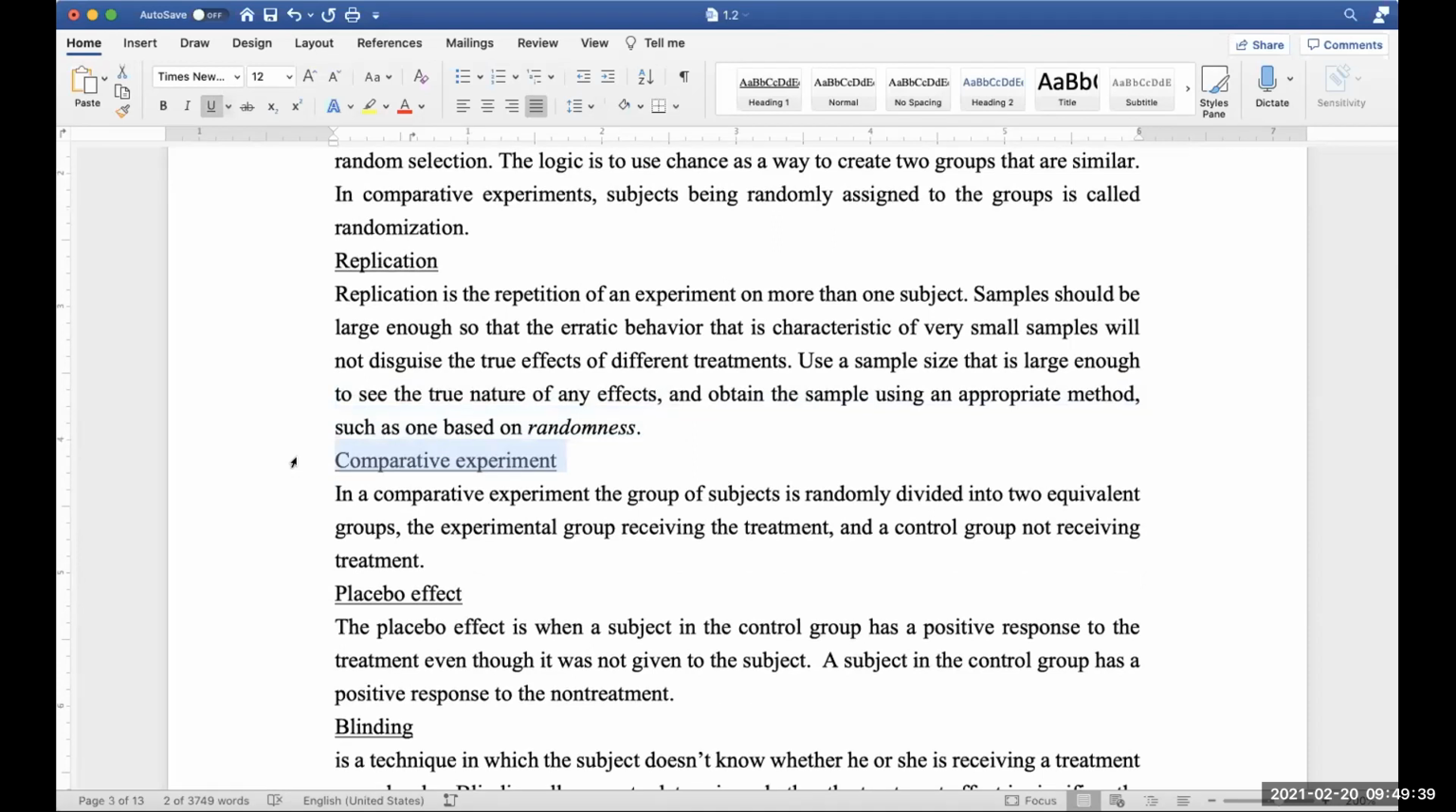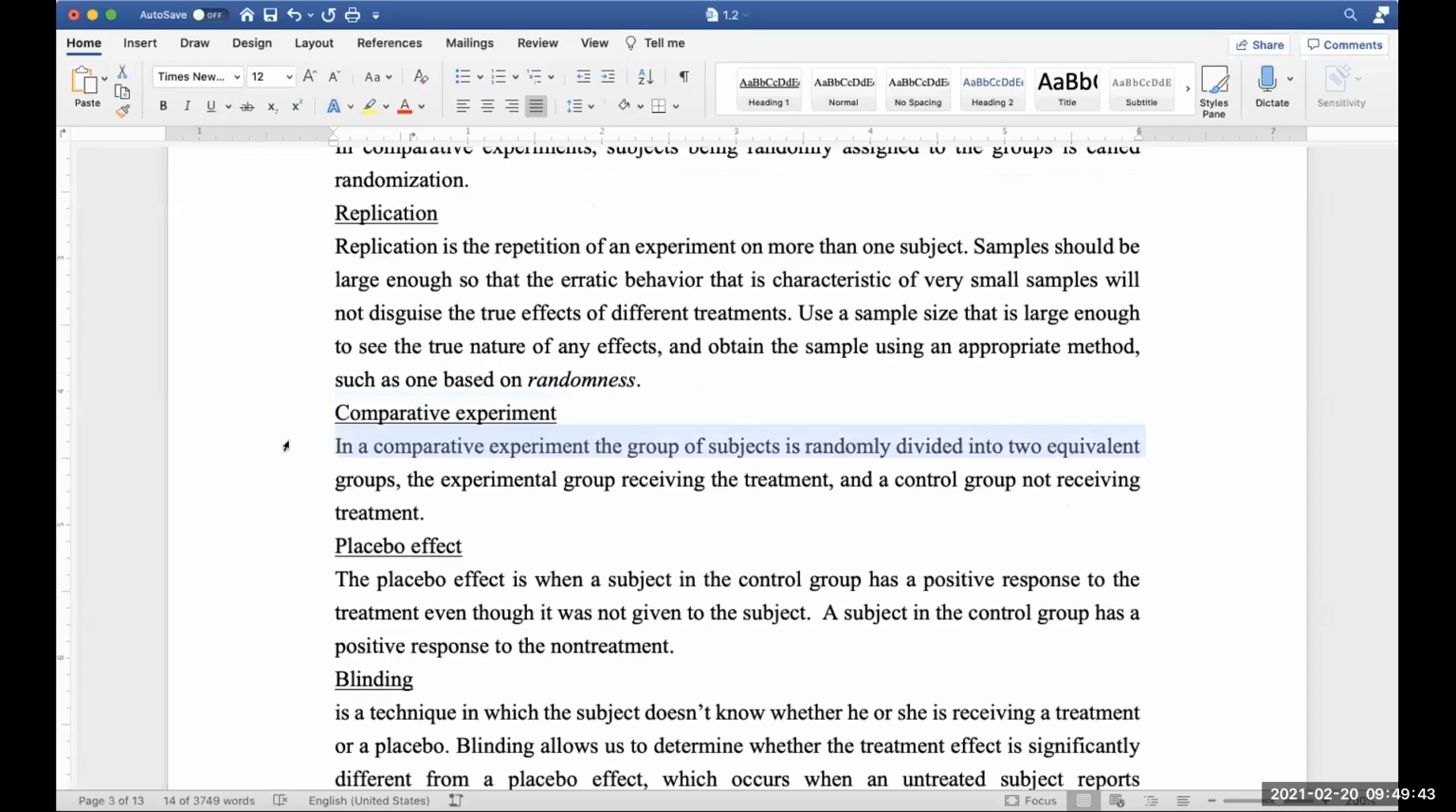So a comparative experiment. In a comparative experiment, the group of subjects is randomly divided into two equivalent groups: the experimental group that receives the treatment and the control group that does not receive the treatment.